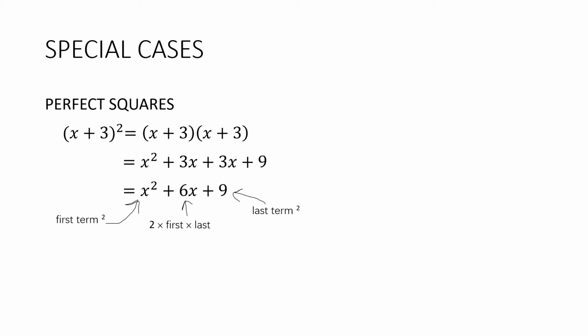So let's see if we can use the shortcut with this question. 3x take away 1 all squared, so I want 3x all squared, that's 9x squared, take away 2 times 3x times 1 is 6x, plus 1.